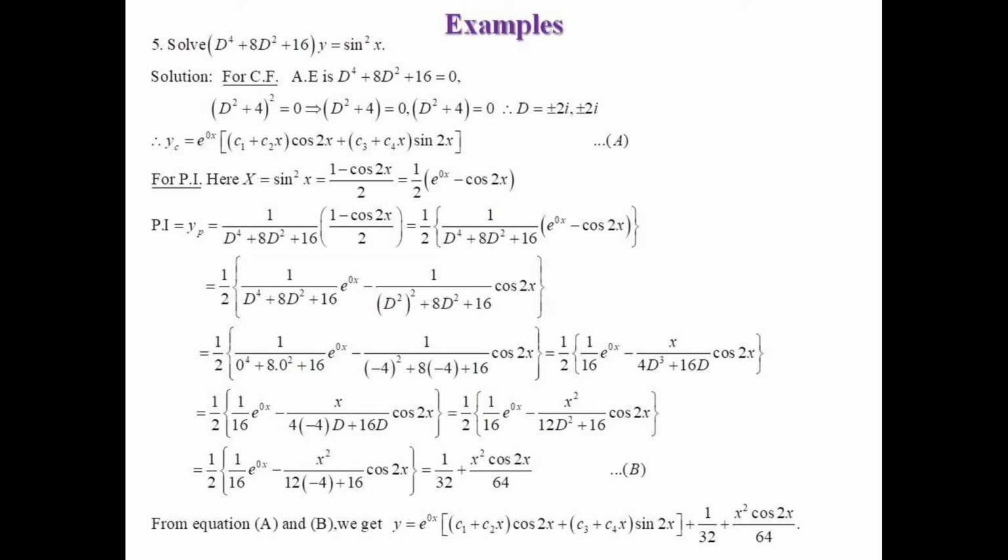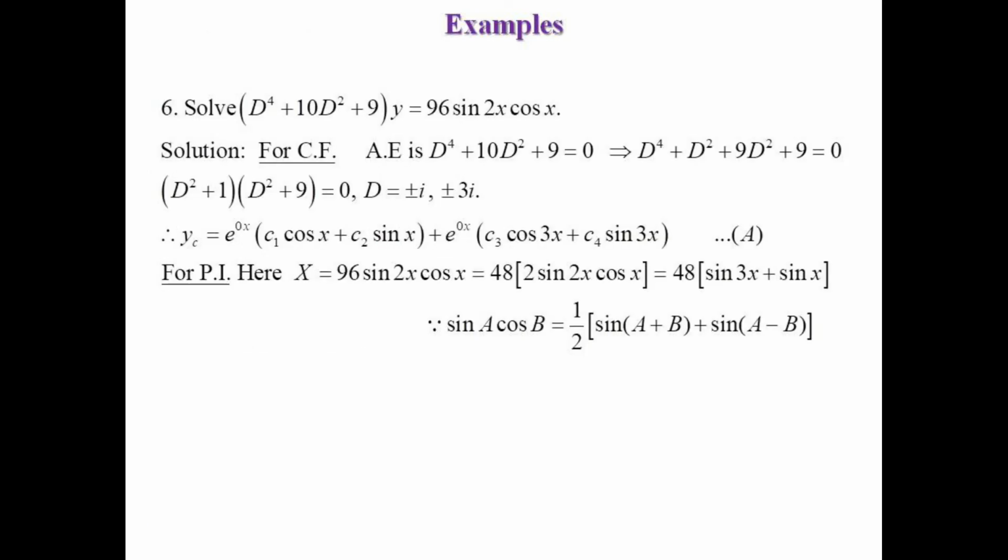Now the complete solution is given as y is equal to e raised to 0x, c1 plus c2x, cos of 2x plus c3 plus c4x, sin of 2x, plus 1 upon 32 plus x square cos of 2x upon 64. So this is the fifth example, which is based on type number 2. Now let's take the sixth example, a somewhat complicated example.